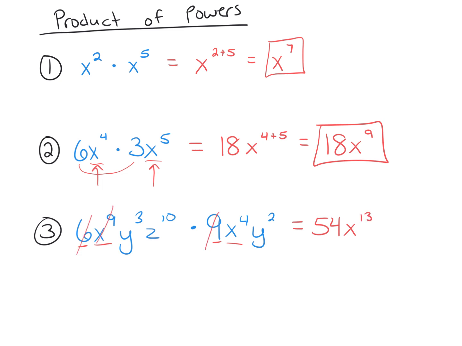Yep, you can start crossing things off like we have been with other things. Y. Add them. 3 plus 2? 5. Okay, what do I do with this z to the 10th? I just keep it, right? Yep, there was nothing to compare it to, so I just keep it as it is.